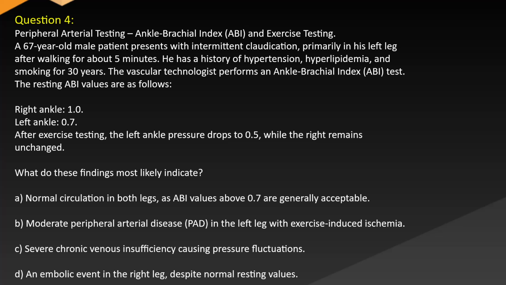Right ankle, 1.0. Left ankle, 0.7. After exercise testing, the left ankle index drops to 0.5, while the right remains unchanged. What do these findings most likely indicate? A. Normal circulation in both legs, as ABI values above 0.7 are generally acceptable. B. Moderate peripheral arterial disease, PAD, in the left leg with exercise-induced ischemia. C. Severe chronic venous insufficiency causing pressure fluctuations. D. An embolic event in the right leg despite normal resting values.